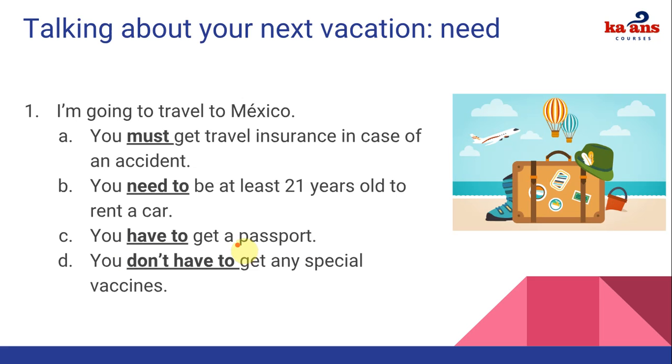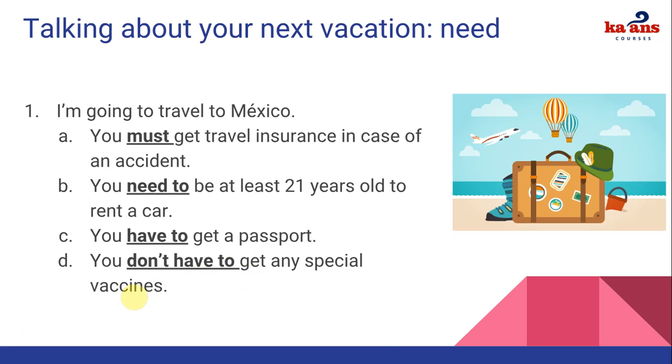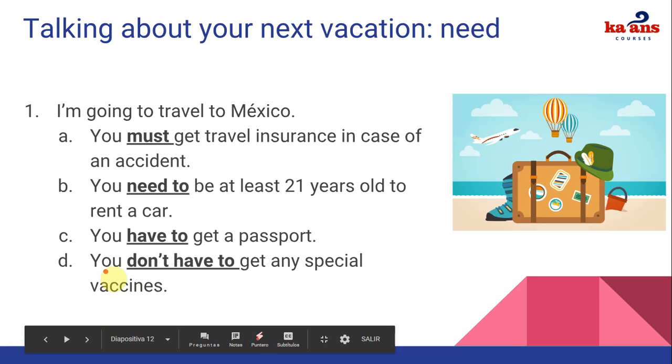And letter D, don't have to. You don't have to get any special vaccines. Okay, vaccines, in Spanish, the word would be vacunas, vacunación, right? So in this case, well, maybe some countries, maybe depending on their environment, etc., you might need a vaccine, a special type of protection because of a special type of disease that you don't have in your country and it might be dangerous for you. Okay, so the letter D, you don't have to get any special vaccines.